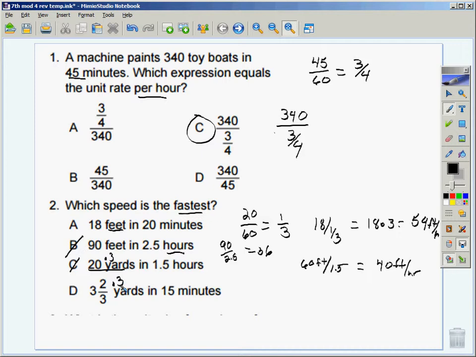Again, these yards to feet, I'd have to multiply by 3. This would be 11 feet. The 15 minutes is the same as 1/4 of an hour, so I'd be dividing this by 1/4. So this would be 11 times 4, because when I flip it, it's going to be 4 over 1. This would be 44 feet per hour, which is why A is the correct answer, because that would be 54 feet in 1 hour.